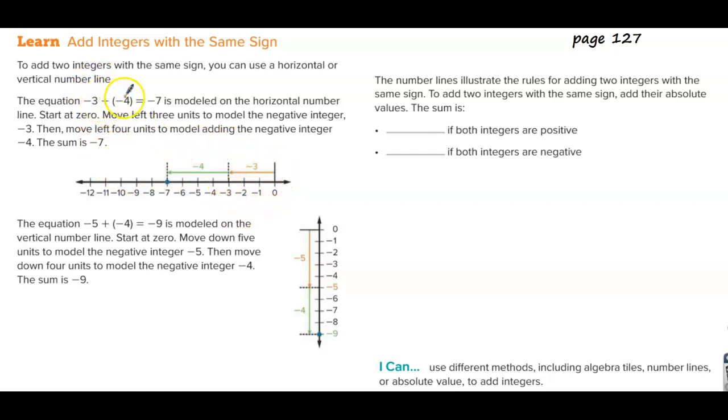Here they're saying add -3 and -4. So you start at 0 and you go into the -3, and then you go into the -4 and you land at -7. Okay.